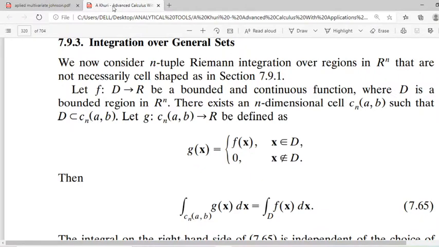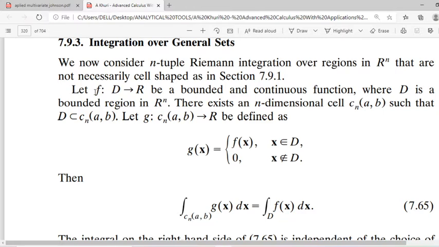Dear students, today we are discussing integration, multivariable integration over general sets. Suppose that we are considering a region that is not necessarily cell shaped, and we have to integrate a function over that region. So in that situation, what can we do? That will be discussed in this section.